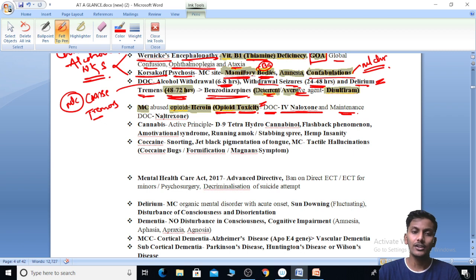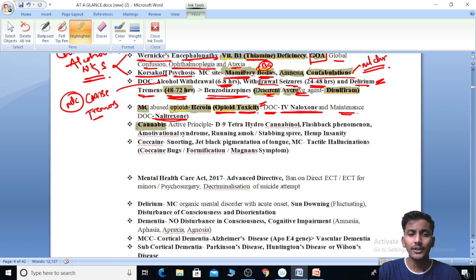In this condition, the drug of choice would be naltrexone. Maintenance is for a longer duration of time, so therefore a longer name of a drug. Naloxone is for the acute case, so naloxone, shorter name, shorter acting drug. A longer acting drug like naltrexone is given for maintenance therapies. Okay, please remember this. Next one is your cannabis.